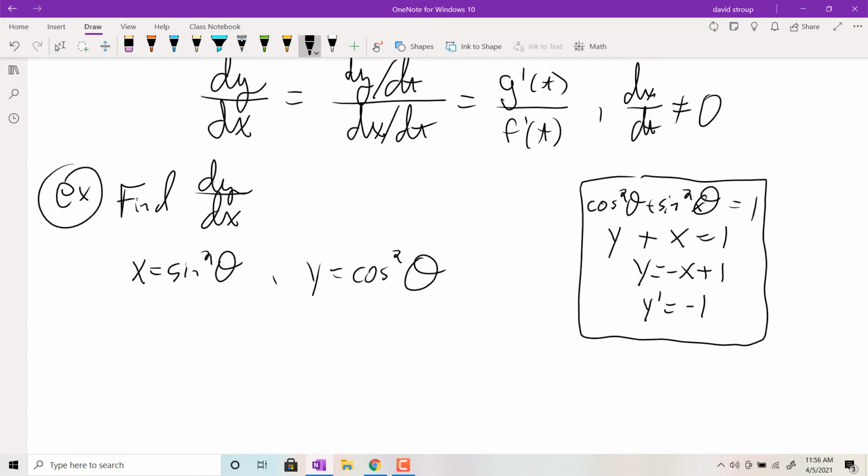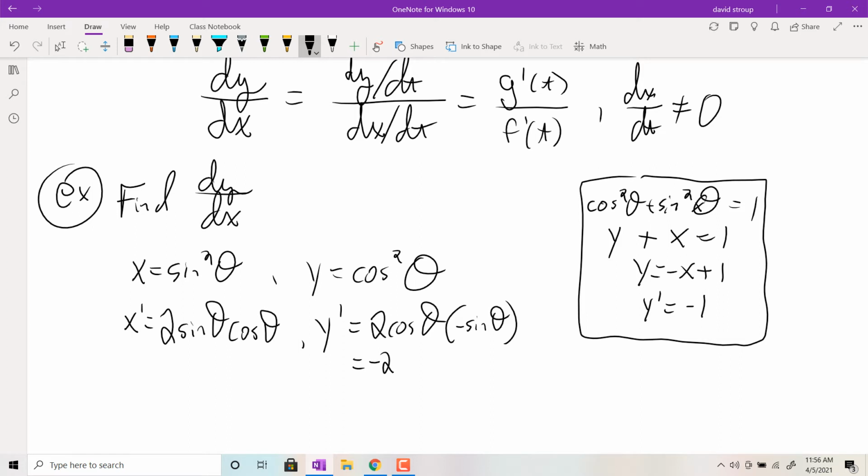So let's take a look, get the derivatives here. We have x prime. I have to do a power rule, 2 sine theta, and then a chain rule times cosine theta. And then y prime will be 2 cosine theta, and then times the derivative of cosine, which is negative sine theta.